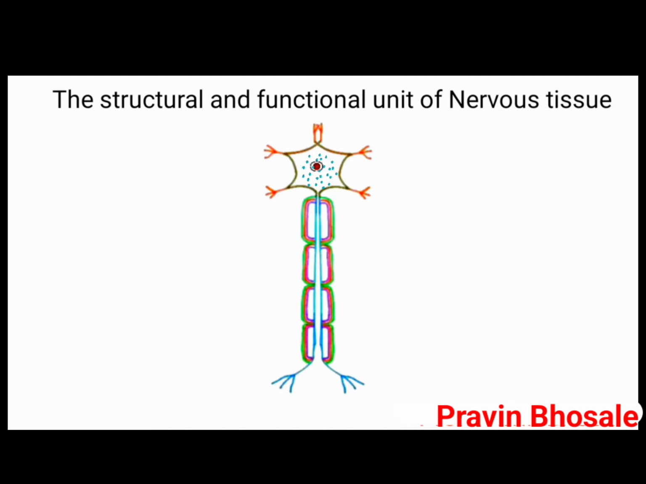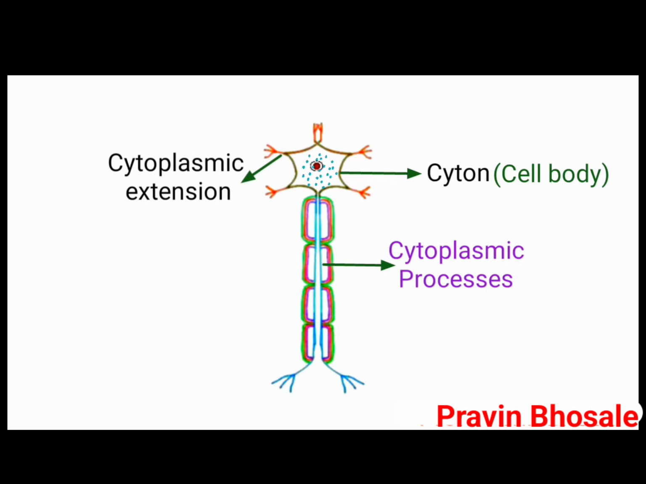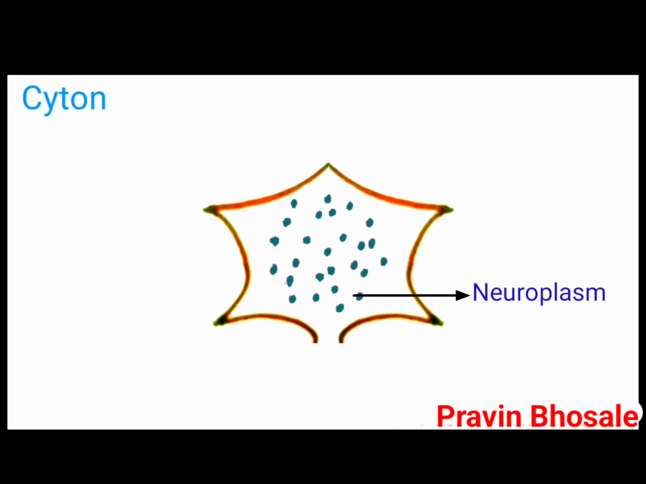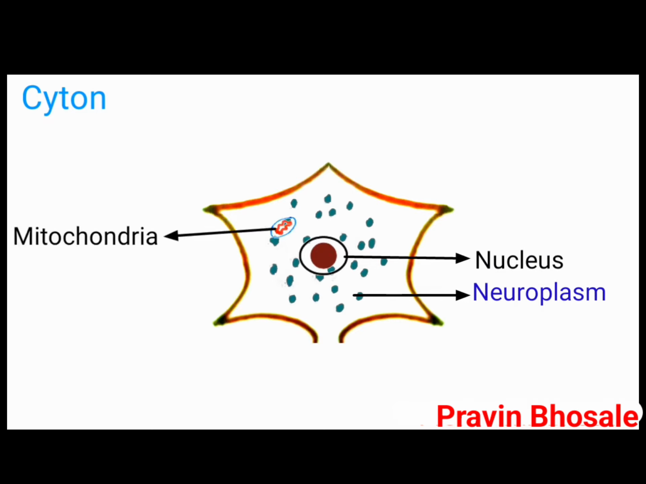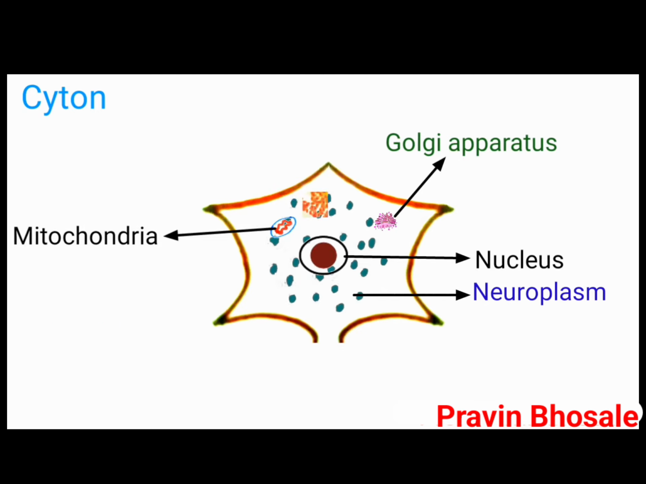A neuron is made up of cyton or cell body and cytoplasmic extensions or processes. Cyton contains granular cytoplasm called neuroplasm and a centrally placed nucleus. The neuroplasm contains mitochondria, Golgi apparatus, rough endoplasmic reticulum, and Nissl granules.